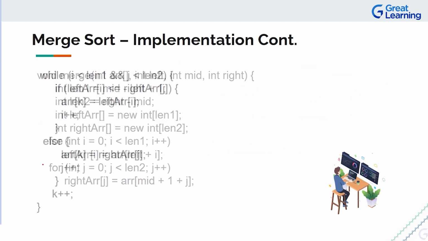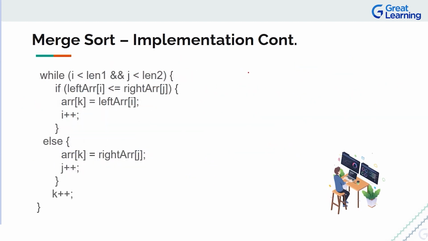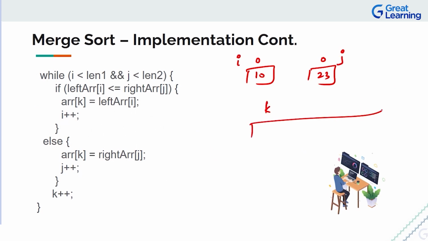Done. The next step is that we calculate. Let's suppose you have this case 10 and 23, right? These indexes are 0 and 0. So this is your I and this is your J. And the K pointer is nothing but used for replacing elements in our original array, which is ARR, obviously, right? And this K points to the index that is 0.